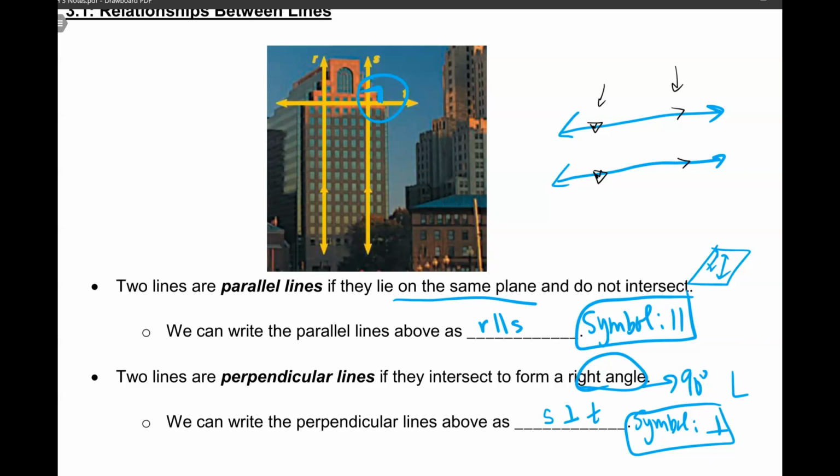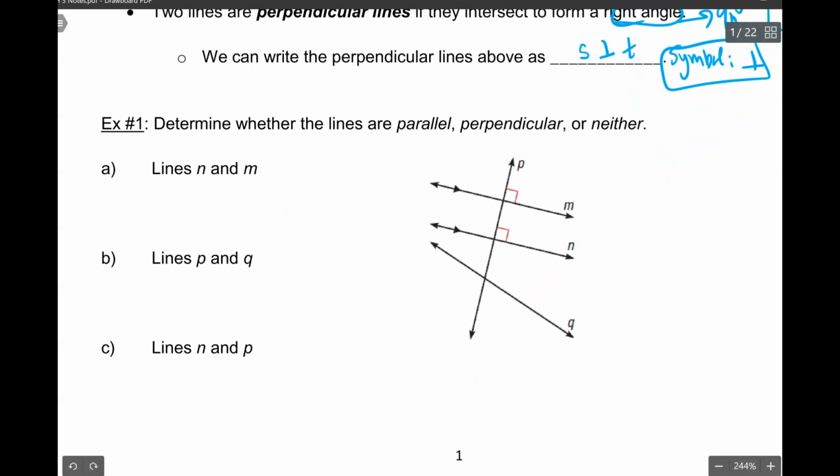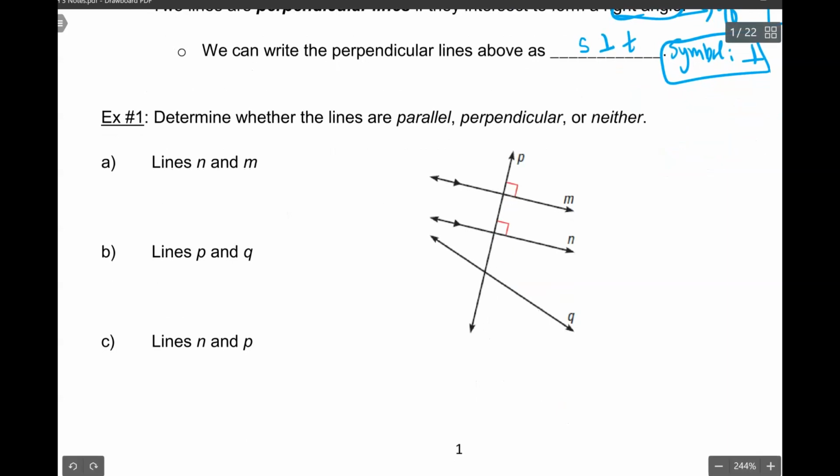Determine whether lines are parallel, perpendicular, or neither. So lines M and N. So here's N, here's M. They are parallel because we have the same little arrow pointing in the same direction.